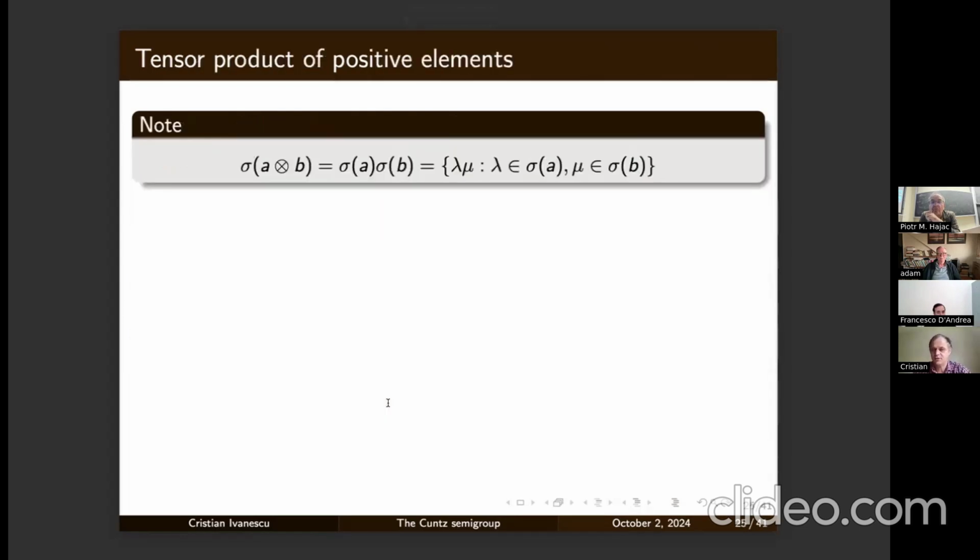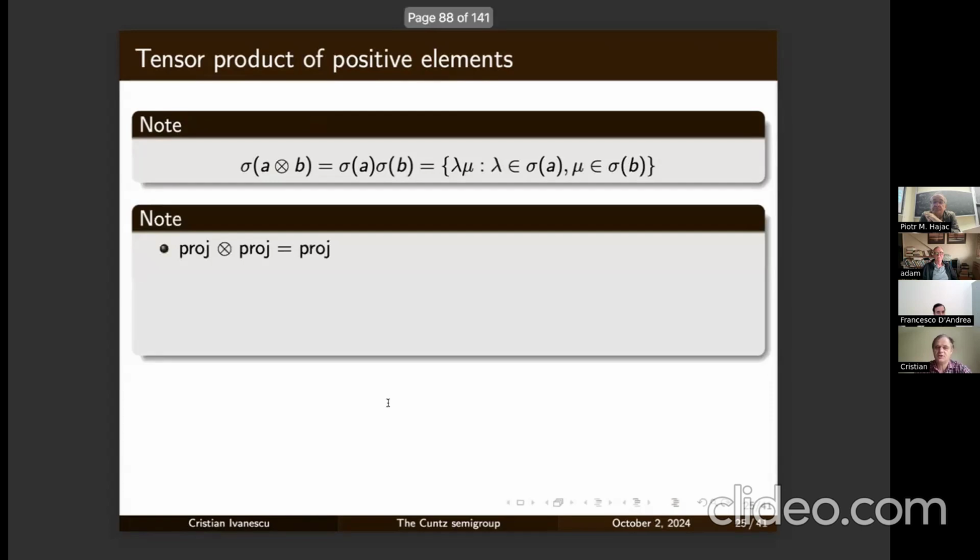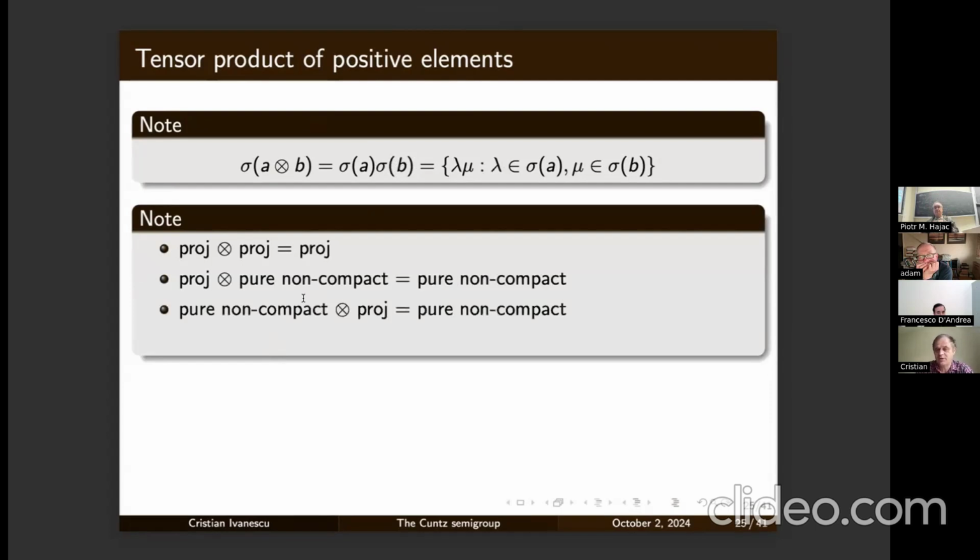And now here is something that in a certain sense is well known. If you have two positive elements, the spectrum of the tensor product is the product of the spectrum of A times the spectrum of B. And just because of this property, you can notice that projection tensor projection has to be a projection. Now, projection tensor purely non-compact is going to be purely non-compact. This just follows from this property of the spectrum. Purely non-compact tensor projection is purely non-compact, and purely non-compact tensor purely non-compact is purely non-compact.